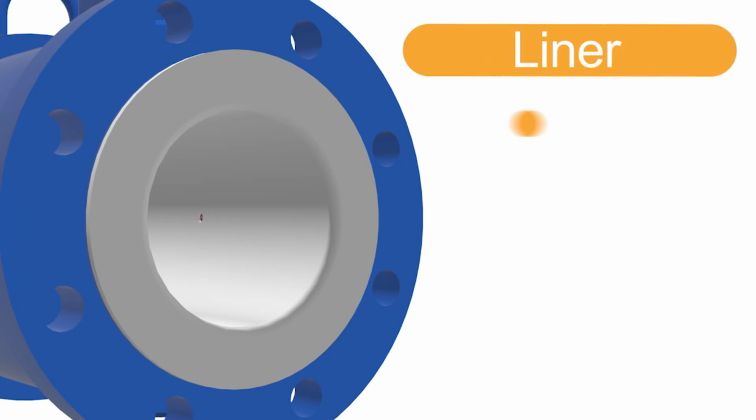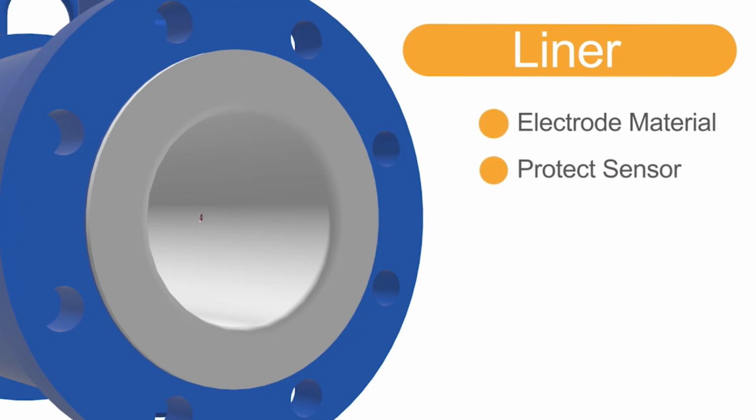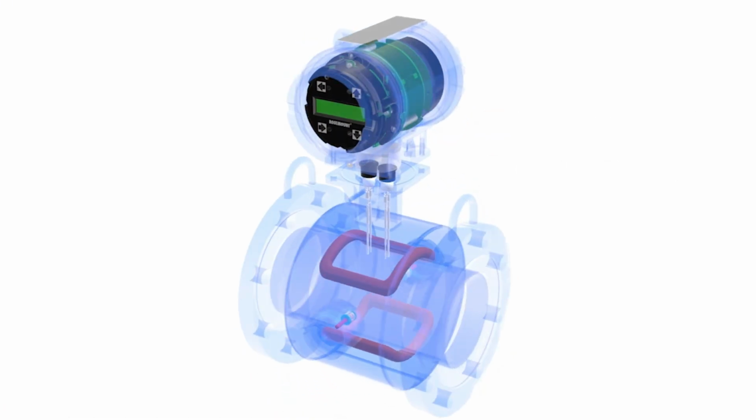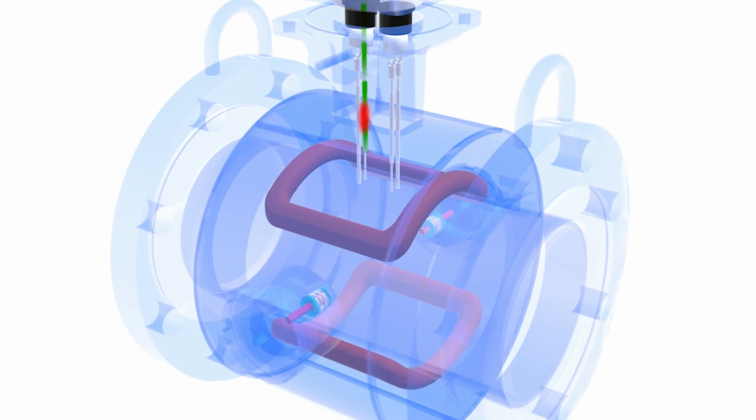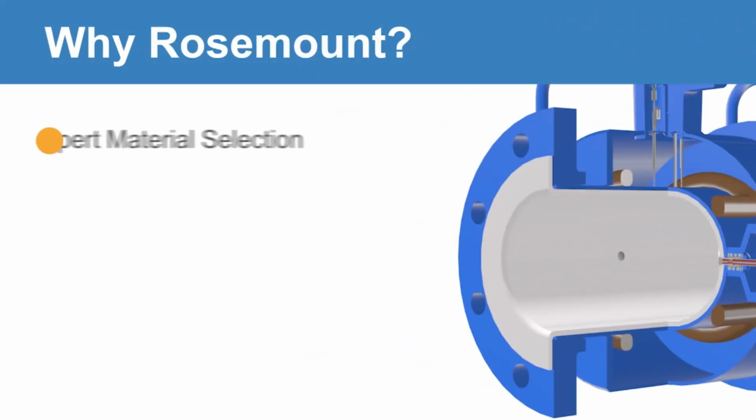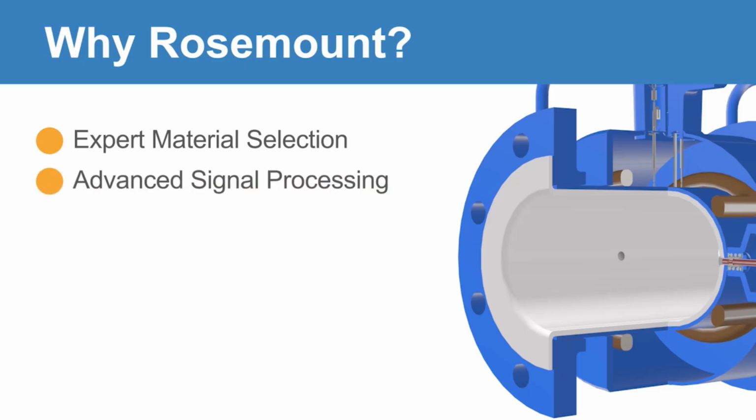This liner, along with a selection of the proper electrode materials, is important to protect the sensor against abrasive and corrosive chemicals and solids. One historical limitation of mag meters is the impact of process noise. Process noise occurs when particulates impacting the electrode interfere with the induced voltage measurement, generating a false reading. Rosemount has become a true expert regarding material compatibility for appropriate liner and electrode selection, and has advanced digital signal processing software to provide maximum measurement reliability for even the most challenging applications.